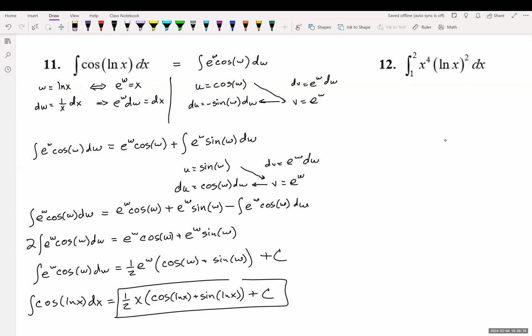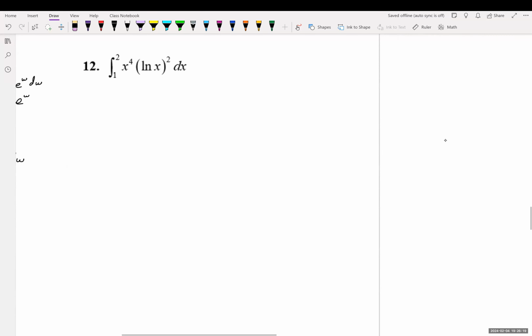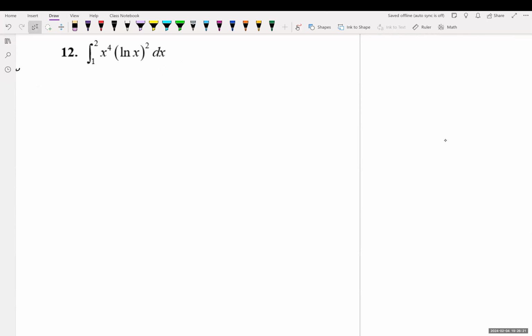Let's go on to number 12. So again, following ILATE, we can go ahead and let u equal the ln x that's being squared, and then dv is equal to x to the 4th dx. So here we have du is equal to 2 ln x raised to the first power times 1 over x, derivative of the inner function, dx. Here we're going to have v equals, integrating, we get 1/5 x to the 5th.